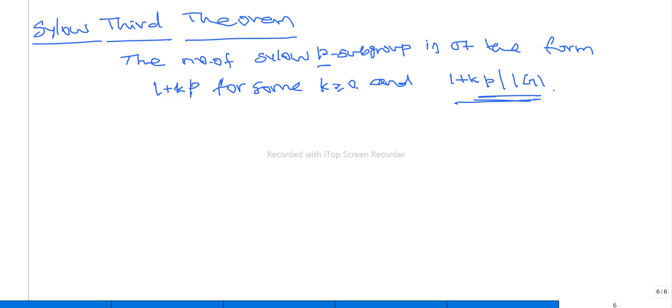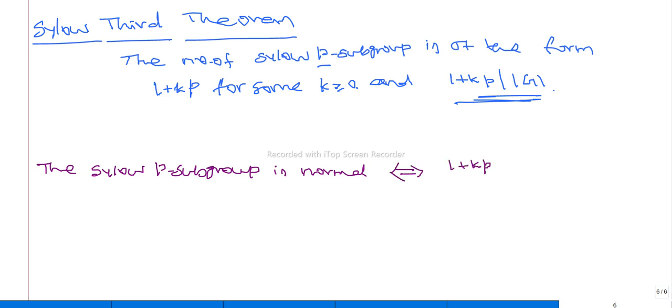Suppose the Sylow p-subgroup is normal. It is normal if and only if the number of Sylow p-subgroups, 1 plus kp, is equal to 1. If you have only one Sylow p-subgroup, that subgroup should be normal. Okay.